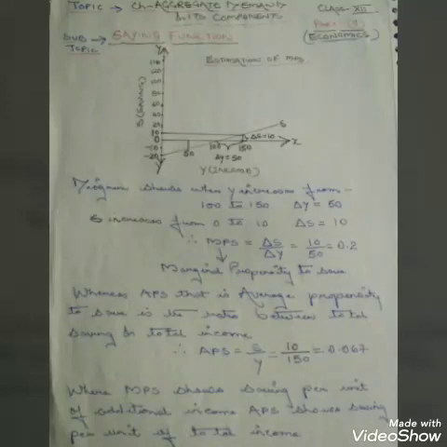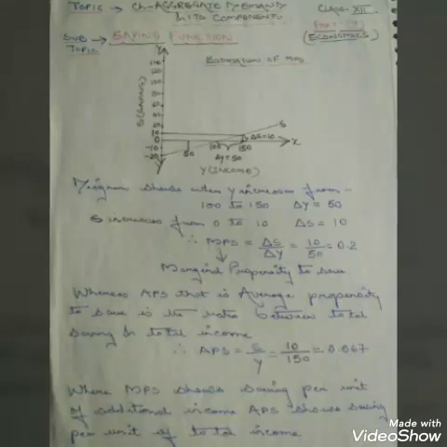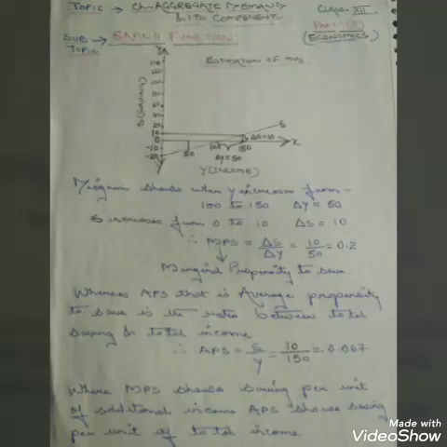ratio between additional saving and additional income, or you can say delta saving and delta income, that is delta S and delta Y, which is called marginal propensity to save, that is MPS. Now children, let's see how we can estimate the MPS with the help of a given diagram.